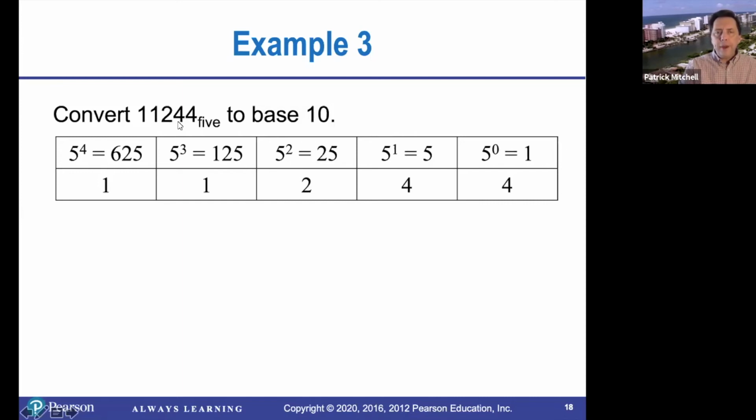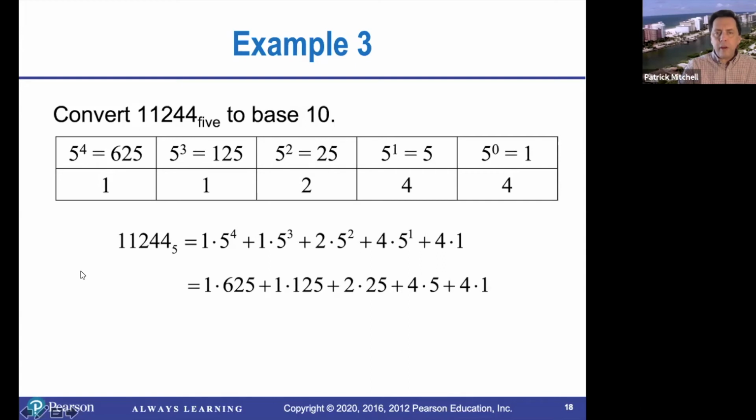Our number here has 5 numerals in it. I'm not going to call them digits because that's also a kind of a base 10 concept. Fill those in underneath and then write it in expanded form. So this number 11244 in base 5 represents the number 1 times 5 to the 4th plus 1 times 5 to the 3rd plus 2 times 5 squared plus 4 times 5 to the 1st plus 4 times 1, which comes out to 824 in base 10.